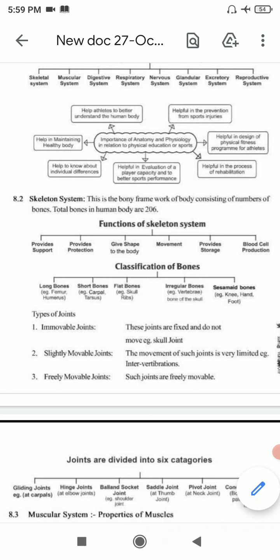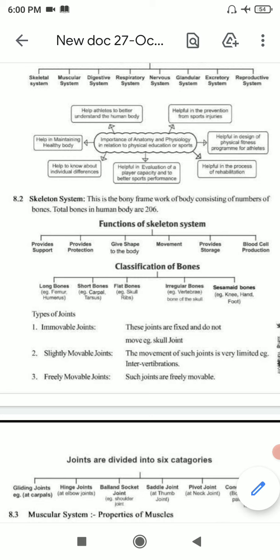So some classification of bones are: first, long bones, short bones, flat bones, irregular bones, and sesamoid bones. First, long bones, example of femur and humerus. And short bones, carpal and tarsal. And flat bones, skull and ribs. And vertebra bones of the skull are the irregular bones. Sesamoid bones: the knee, hand and foot bones are also known as the sesamoid bones.